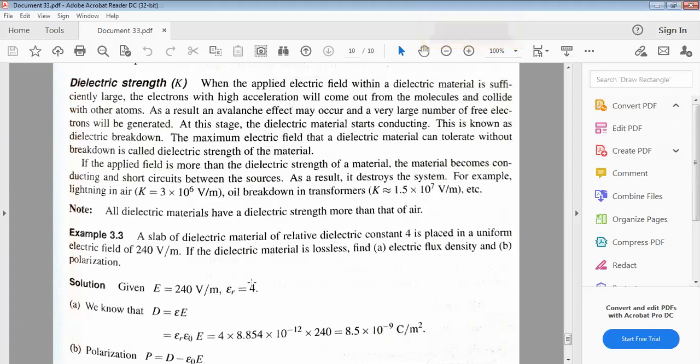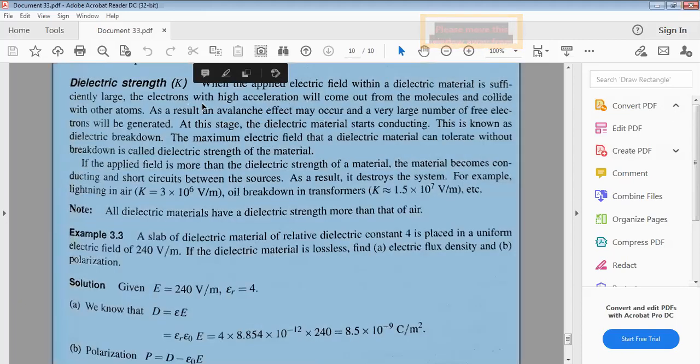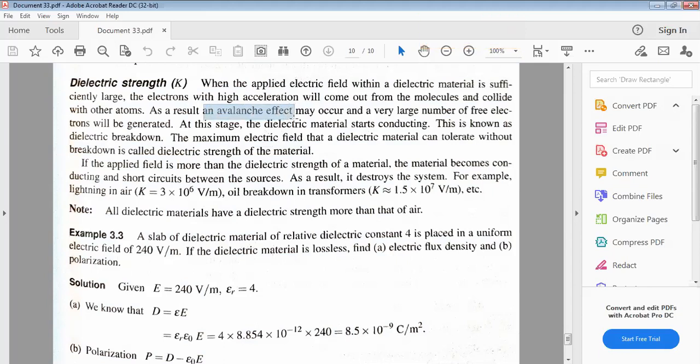Similar concept here. When the applied electric field is high, the electrons in the outermost orbit are simply released with high acceleration, come out from the molecules and collide with other atoms. As a result, the avalanche effect occurs. The same concept is coming into the picture again. What is meant by the avalanche effect?